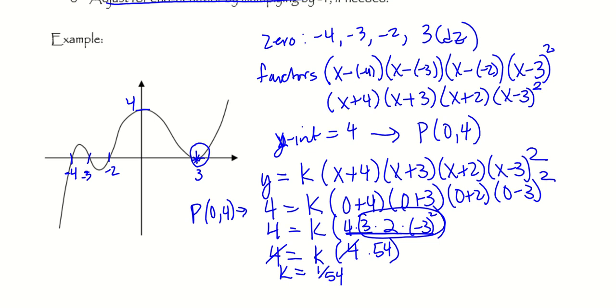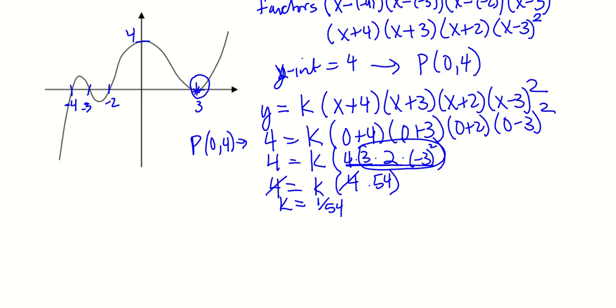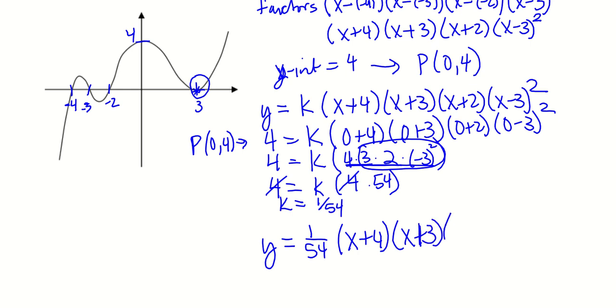Which gives me my equation, which is going to be y equals my k value, 1 over 54, times all of my factors: x plus 4 times x plus 3 times x plus 2 times x minus 3 squared.